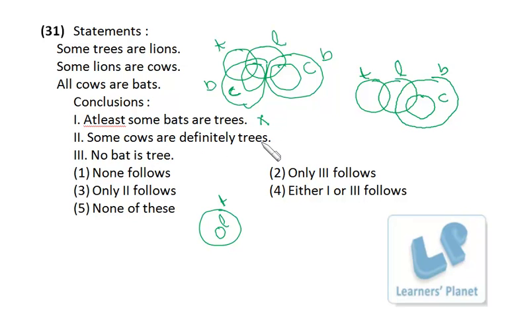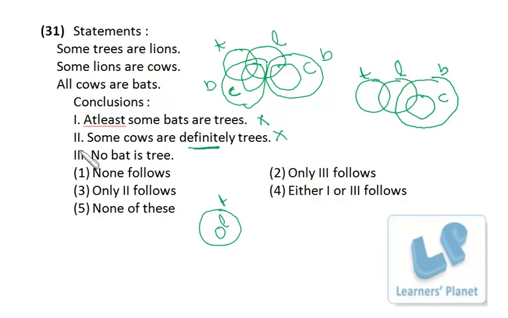Some cows are definitely trees. That is also not sure, because even in this case, cows and trees, there is no intersection. Over here also we have discussed two cases. One, this case when we draw this circle of cow, and in this case there is an intersection between cow and tree, but there are two cases, so we cannot be so sure. So here the word definitely is used, so we are not sure.